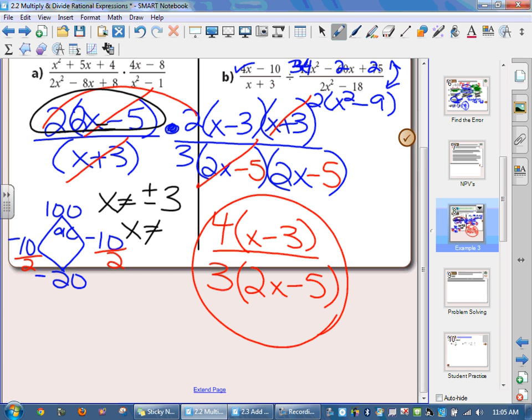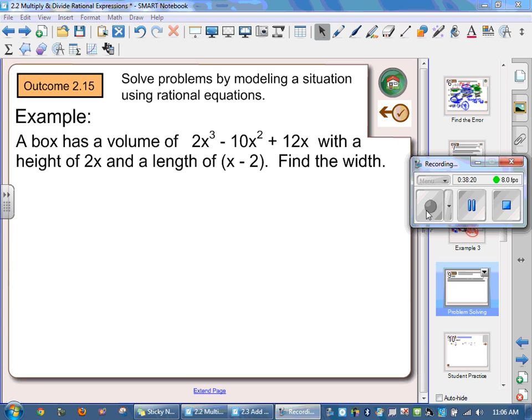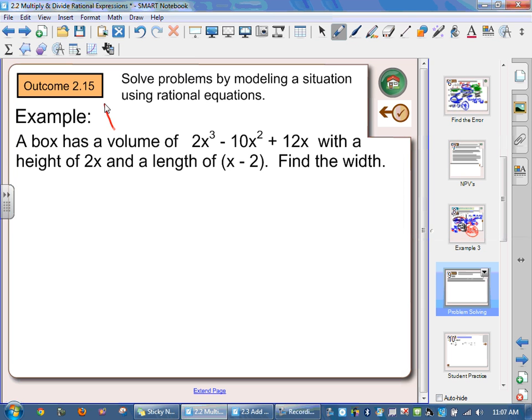So this one says, you have a box that has a volume of 2x cubed minus 10x squared plus 12x. And it's got a height of 2x and a length of x minus 2. What is your width? We need to know that any box has a volume of length times width times height. Well, we're told what the volume is. So we're told that we've got 2x cubed minus 10x squared plus 12x is our volume.